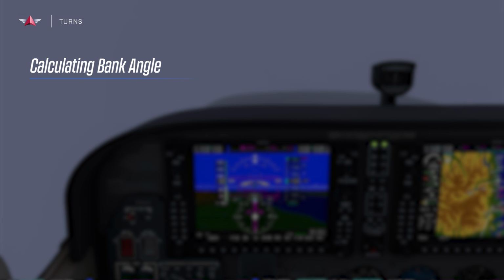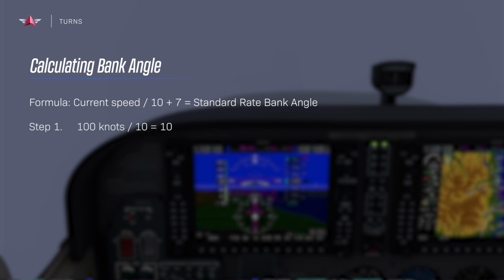However, as a rule of thumb, you can divide your current forward speed by 10, and then we add 7, since we're flying at close to 100 knots today, we will get 17 as our answer. This gives us an approximate bank angle to achieve a standard rate turn. To make it simple, let's aim for 15 degrees and begin the turn.